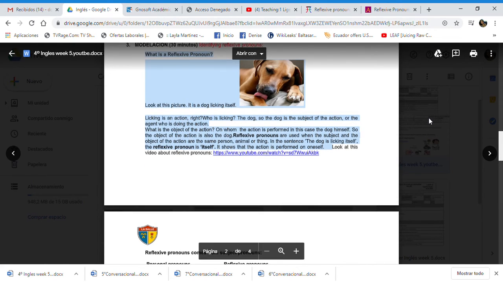Reflexive pronouns are used when the subject and the object of the action are the same person, animal, or thing. In this sentence, the dog is licking itself. The reflexive pronoun is itself. It shows that the action is performed on oneself. Look at this video about reflexive pronouns. You can click there and find out more about reflexive pronouns.